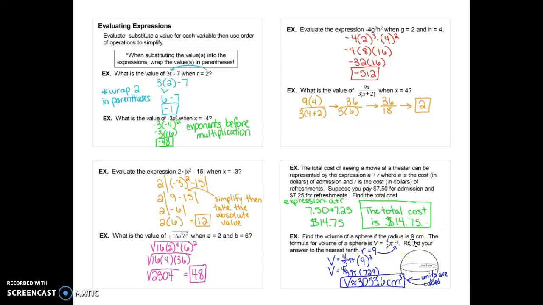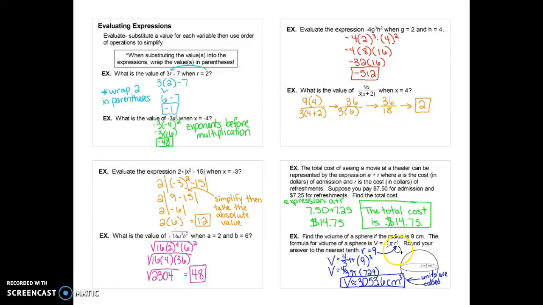All right, very last example, another word problem. This is going to be finding the volume of a sphere. Okay, so they tell us that the radius is 9 centimeters. Okay, and they give you the formula for volume of a sphere. It's not something that you have to have memorized. So the formula for volume of a sphere is V equals 4/3 times pi times r to the 3rd power. Okay, that r is your radius. So we want to round our answer to the nearest tenth when we are done.